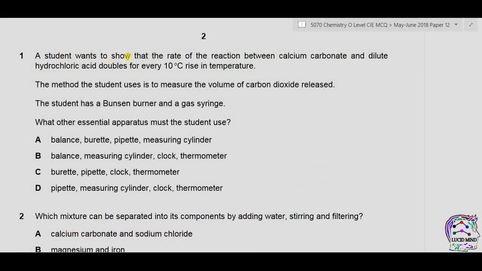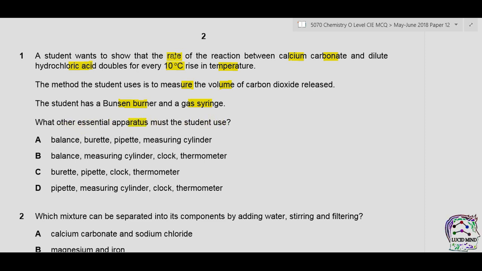Question 1. A student wants to show that the rate of reaction between calcium carbonate and dilute hydrochloric acid doubles for every 10 degrees centigrade rise in temperature. The method the student uses is to measure the volume of carbon dioxide released. The student has a Bunsen burner and a gas syringe. What other essential apparatus must the student use?